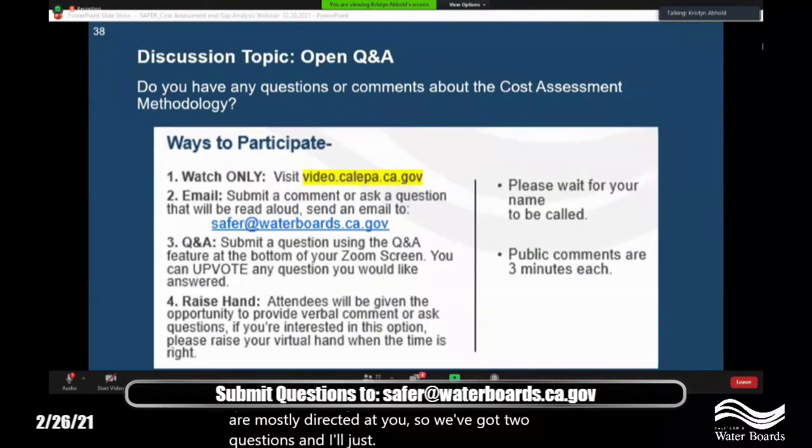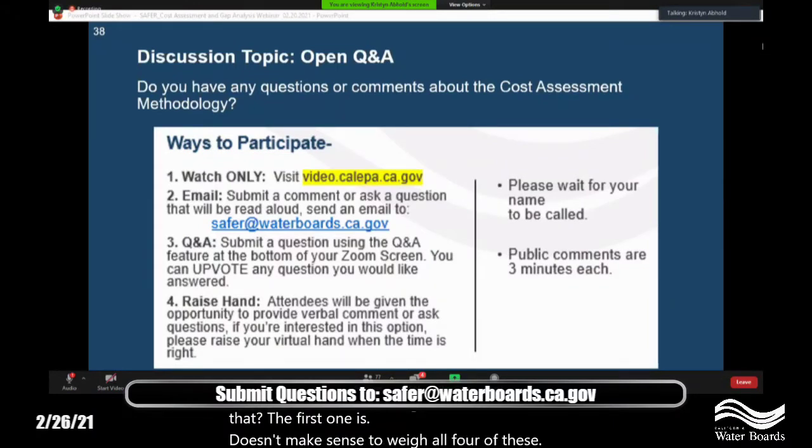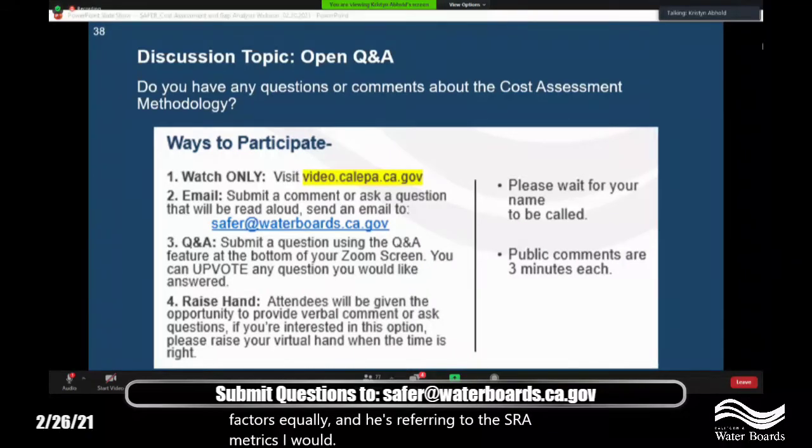How about that? The first one is, does it make sense to weigh all four of these factors equally? And he's referring to the SRA metrics. I would imagine some factors would be more impactful than others. So maybe speak to the fact that they all have 5 points for the ordinal scores.